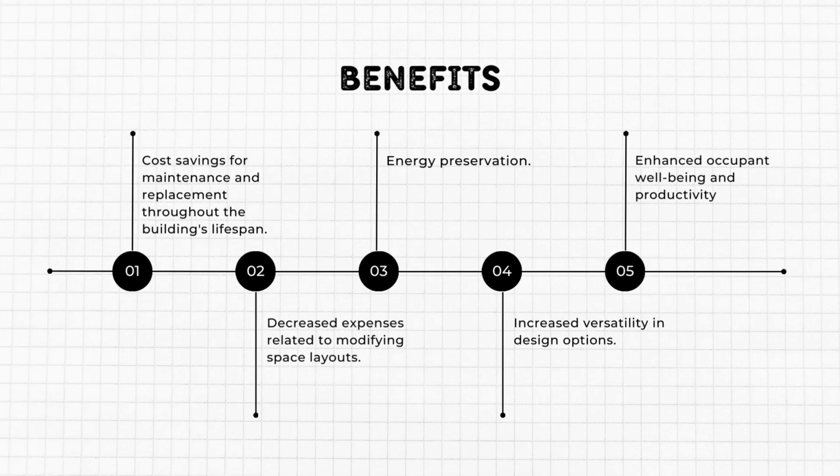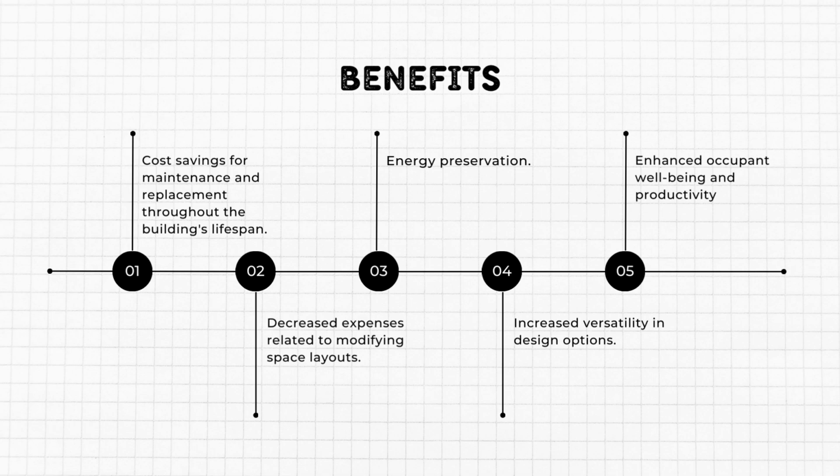So, I already talked about the benefits of using green material as our material in construction. Now I will detail what the benefits are. The first benefit is cost saving for maintenance and replacement throughout the building lifespan. Second is energy preservation. Third, enhanced occupants' well-being and productivity. The next one is decreased expenses related to modifying space layout. And the last one is increased versatility in design options.